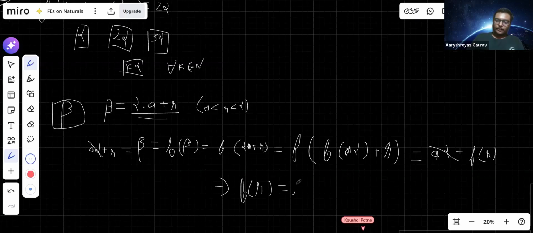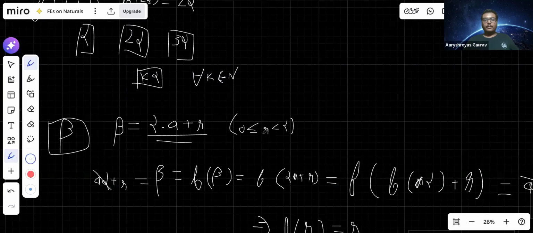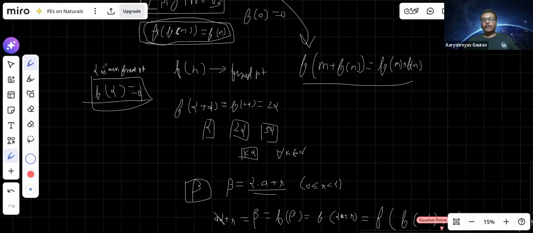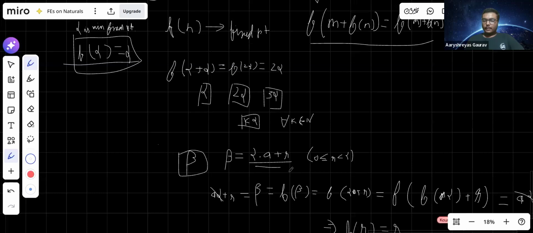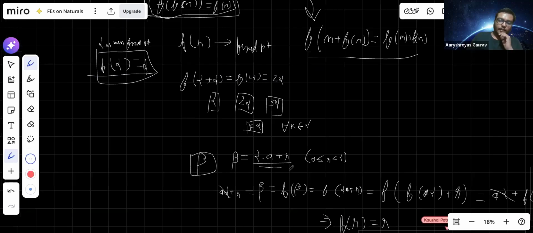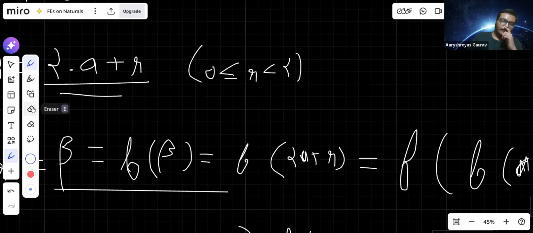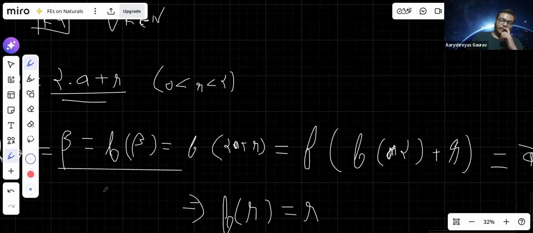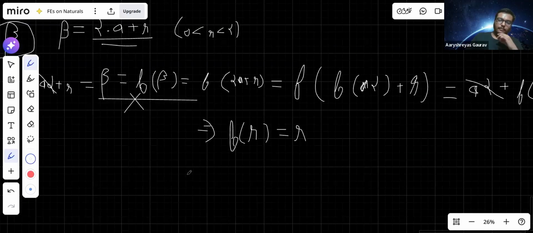That means r is also a fixed point, but there's one catch. I assumed that r is less than alpha, and the definition of alpha is that it is the minimum fixed point that I can get. But now I'm getting a smaller fixed point, which is r, and that cannot happen. But wait a second, I did nothing wrong. r is not 0 in this case. Yeah, me assuming that beta is also a fixed point is wrong. Beta is not a fixed point.